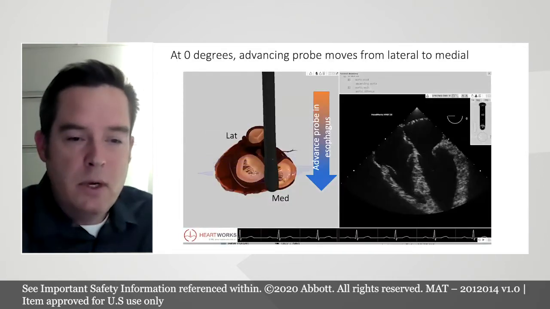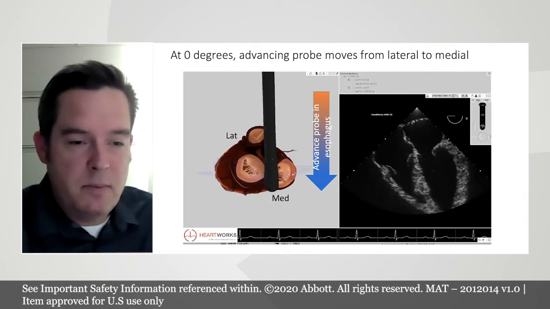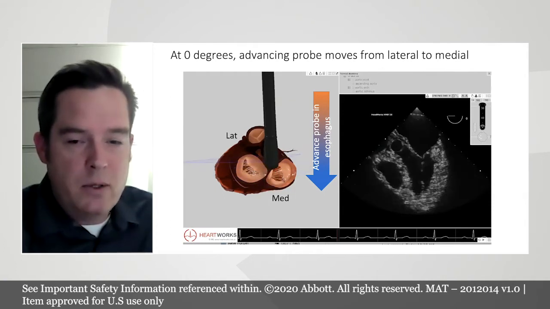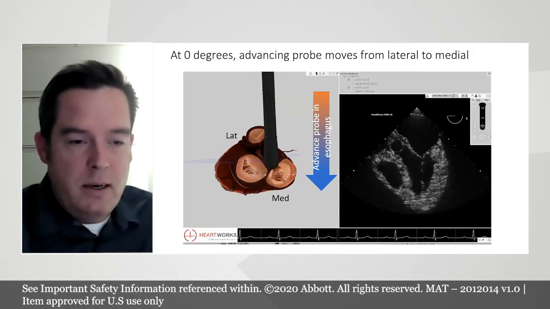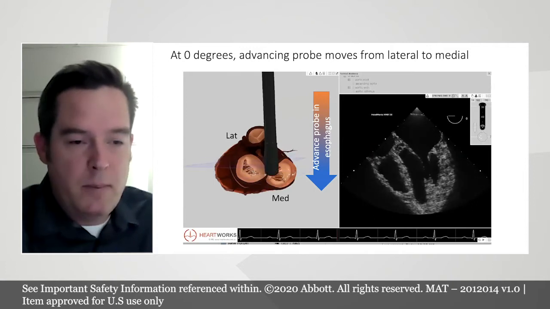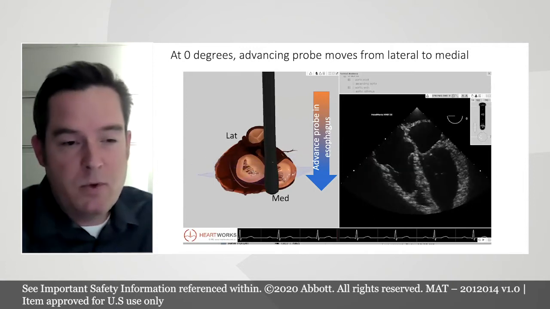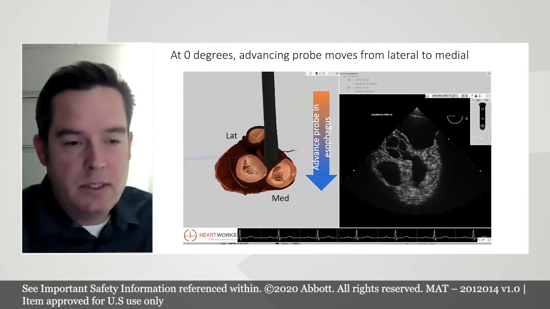And in general, we're starting at 0 degrees, just advancing in the esophagus, moving lateral to medial, so moving A1, P1 down to A3, P3. But notice that we're only really perpendicular to the coaptation line at A1, P1. As we move down, we're not perpendicular to that coaptation line at 0 degrees.